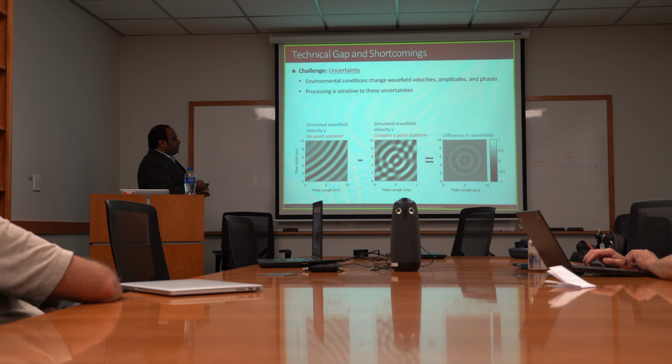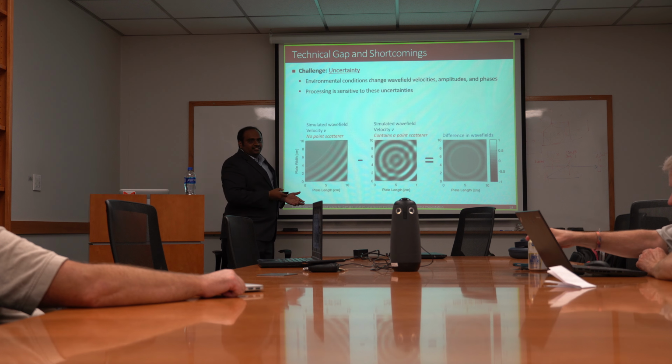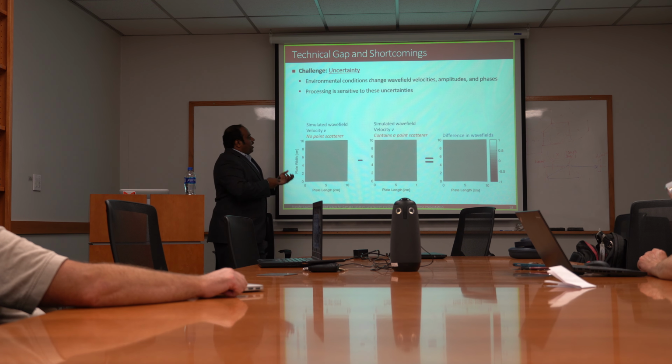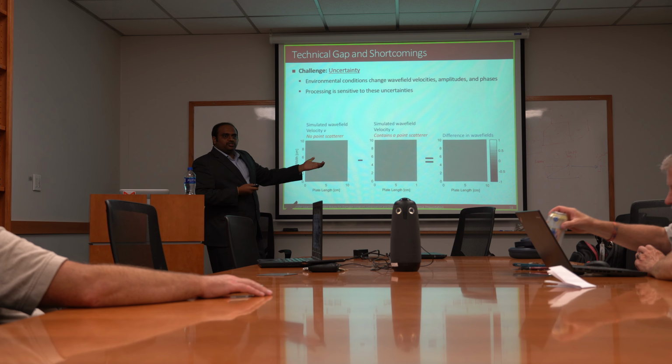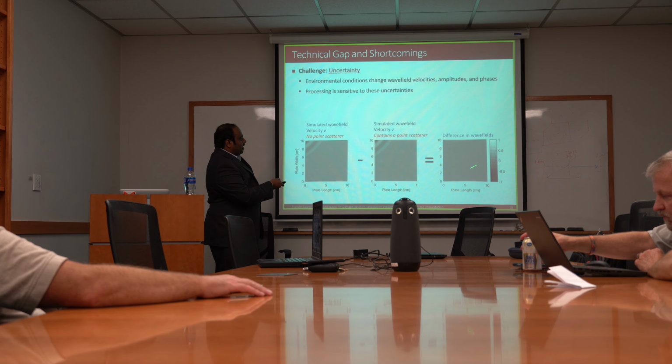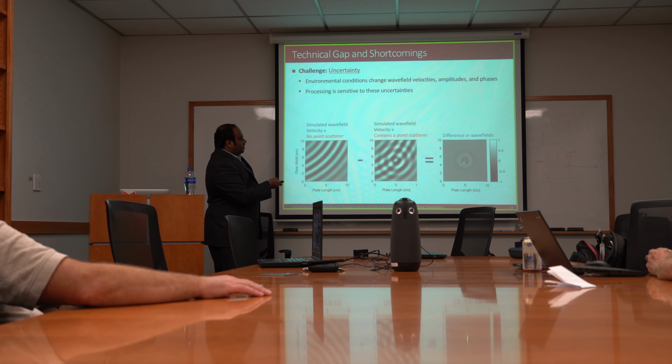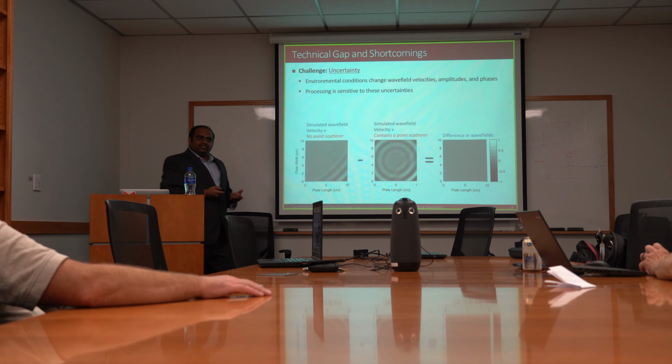We have three wave field images here. The ideal case, this is a wave traveling with some velocity v. And this is another structure with the wave traveling with the velocity v. And then there is a damage here at the center, a point scatterer. In the ideal case, you find the difference of those two wave fields, and you can clearly isolate that damage.